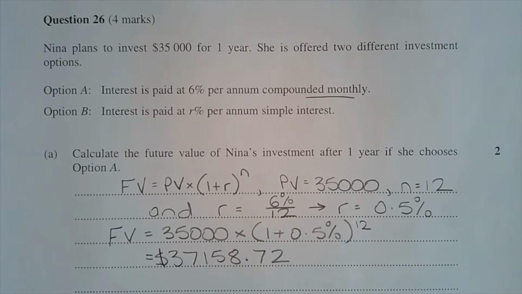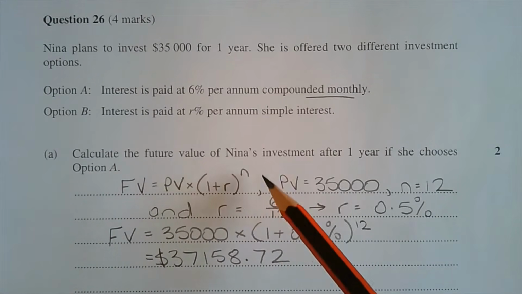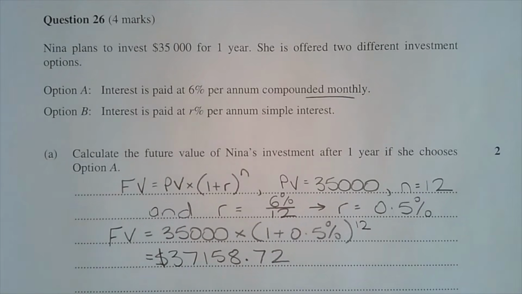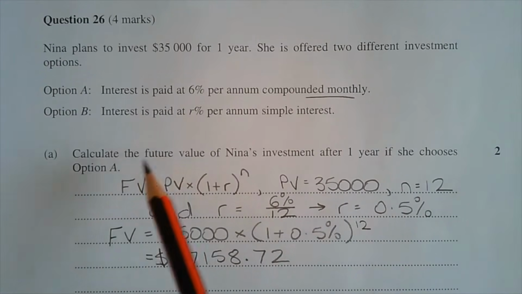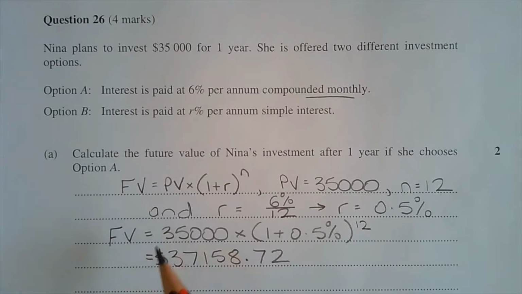Option A is a lump sum compound interest investment. The future value is equal to the present value multiplied by 1 plus R to the power of n, where the present value is the principal or the lump sum investment. The present value is equal to 35,000. N equals 12 since the investment's over 1 year and the compounding is monthly. And R is equal to 6% divided by 12, so R is equal to 0.5% per month. Substituting those values into the future value formula, we get future value is equal to 35,000 multiplied by 1 plus 0.5%, all to the power of 12, and that equals $37,158.72, correct to the nearest cent.